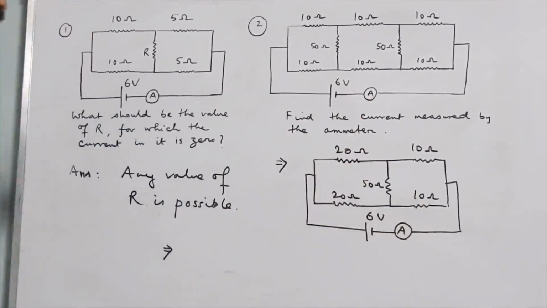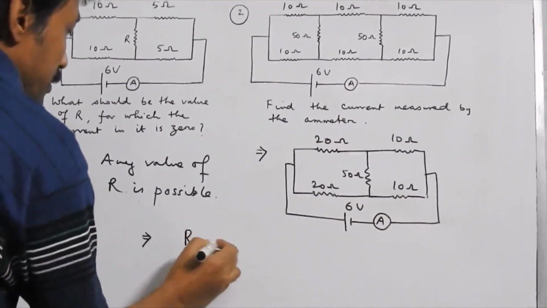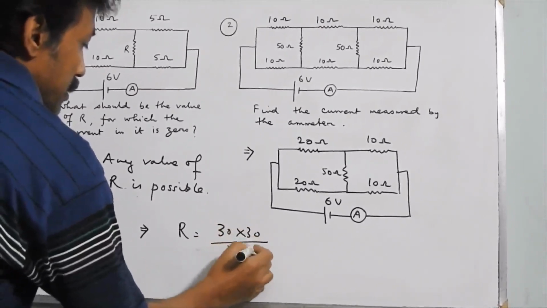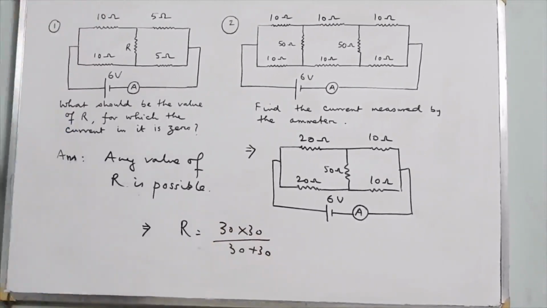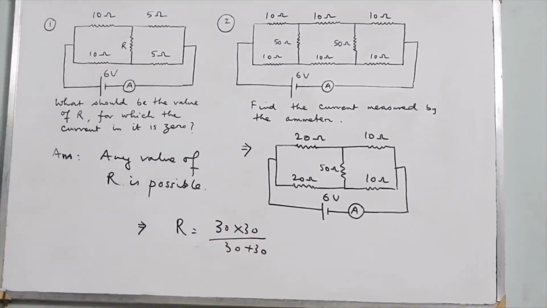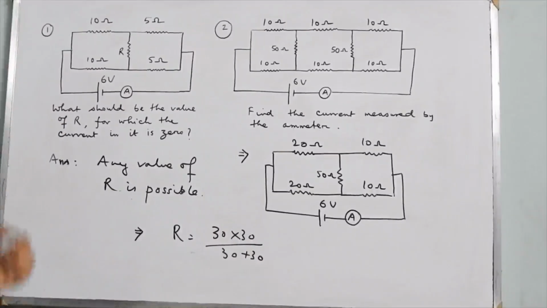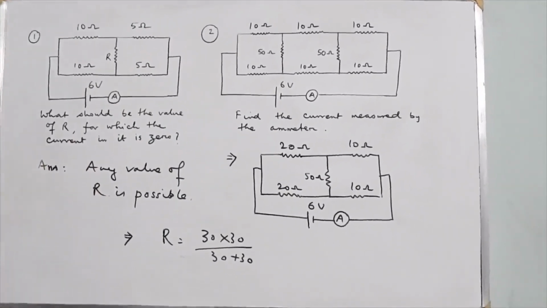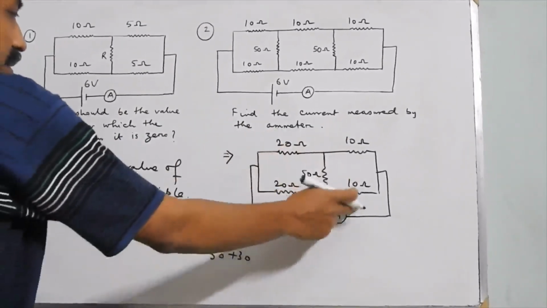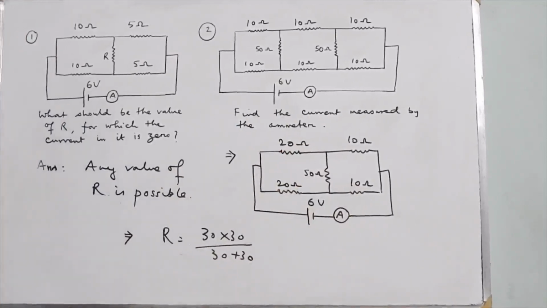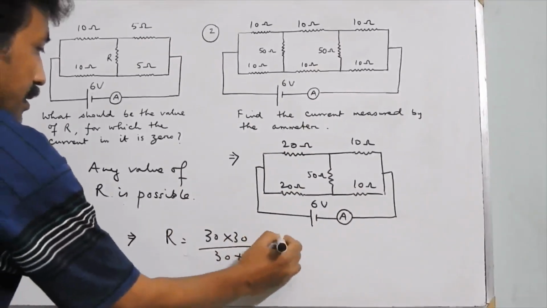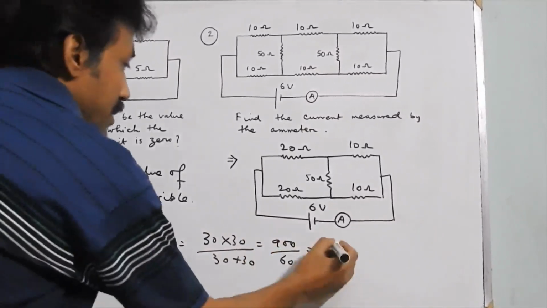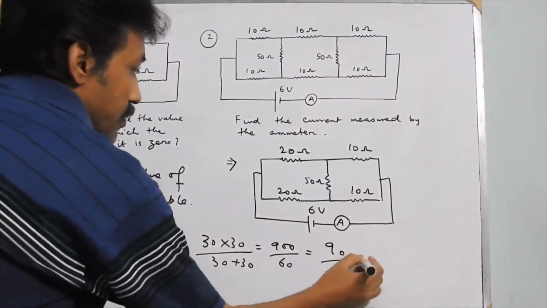ohm resistances are in parallel, so the equivalent resistance will be 30 into 30 by 30 plus 30, or you can say 1 by 30 plus 1 by 30, that is 2 by 30 or 1 by 15, and if you find the reciprocal you will get the answer. So 20 plus 10, 30, 20 plus 10, 30, they are in parallel, so this is obviously 900 by 60, which is equal to 90 by 6, which is obviously 15 ohm.